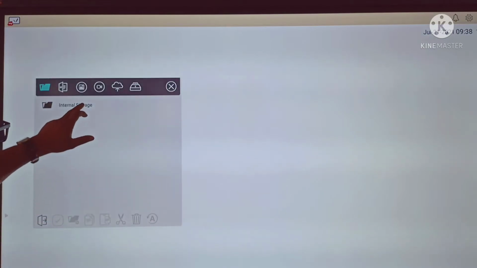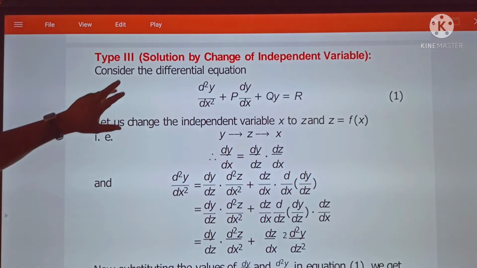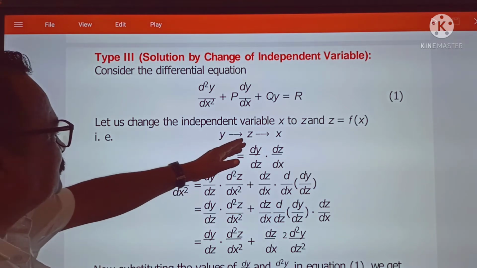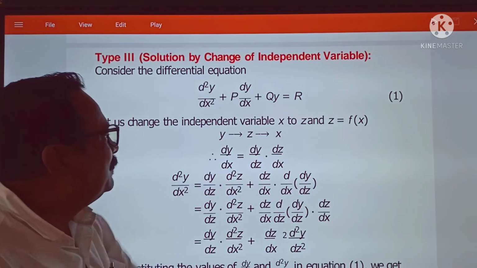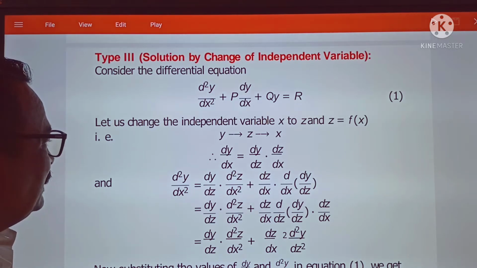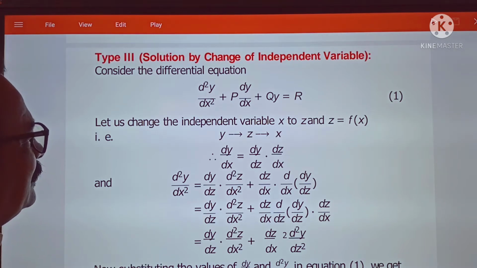Okay. Now we turn toward the next method, that is by change of independent variable. Our second order linear differential equation is d2y by dx square plus p into dy by dx plus qy is equal to r. Let us change the independent variable x to z by the relation z is equal to f of x. We know now the independent variable is x. Okay, independent variable is x. So we change independent variable x to z by the relation, suppose z is f of x.